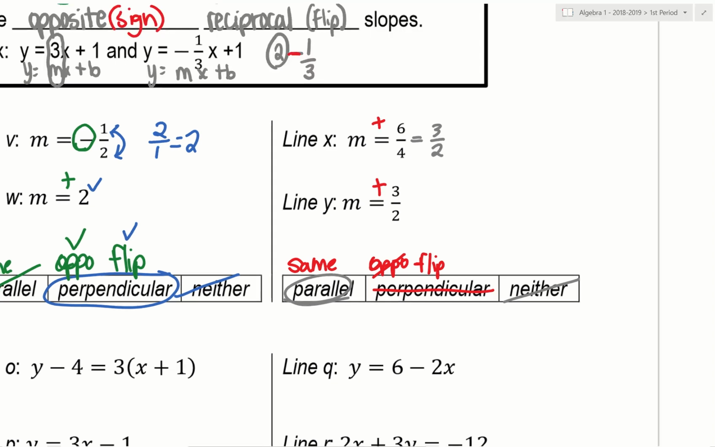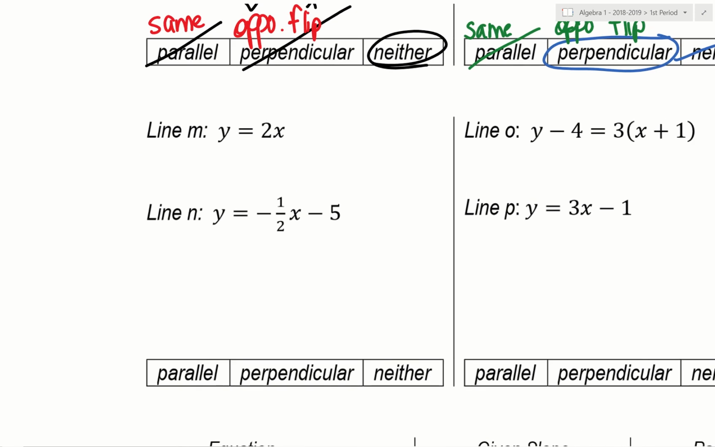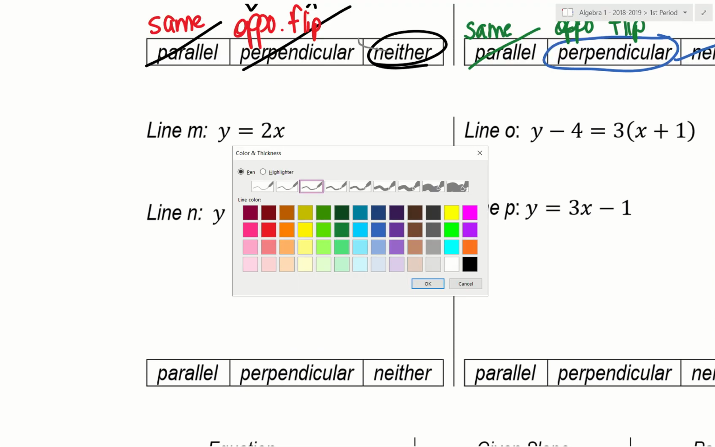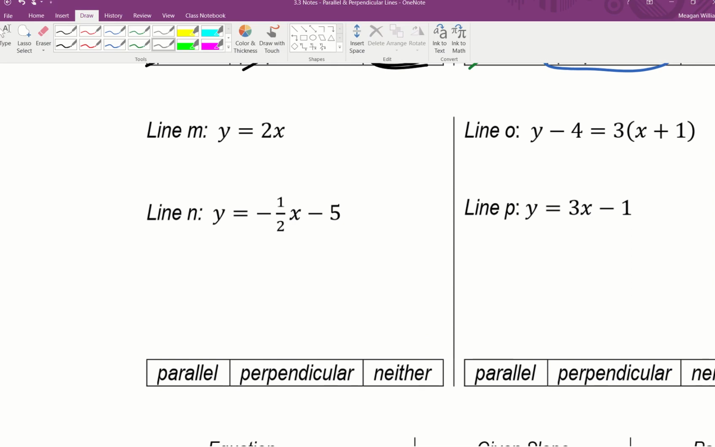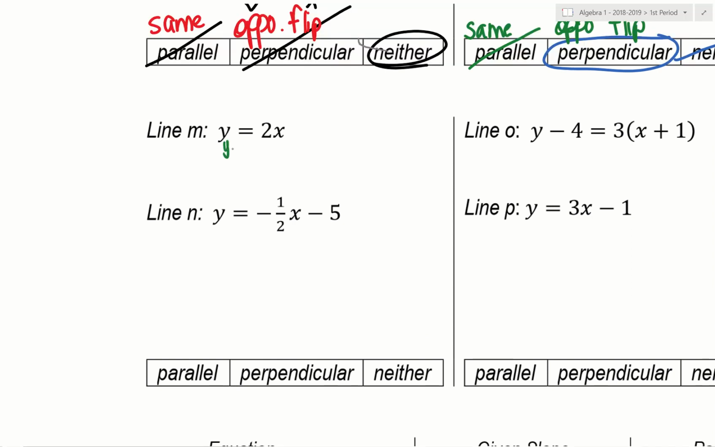Now let's look at these next examples. Instead of giving us the slopes, they actually gave us the equation this time. So I'm going to have to go identify the slopes, and the way that I'm going to do that is I am going to look for my m. This is y equals by itself, so I know it's y equals mx plus b format. My slope for this first line is 2. Again, y is by itself, so y equals mx plus b format. My slope for the second line is -1/2.